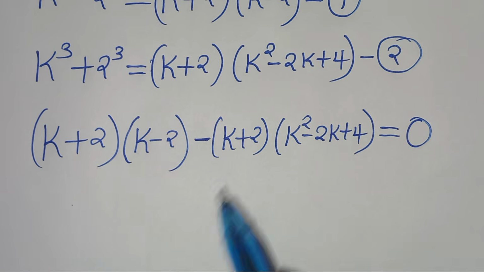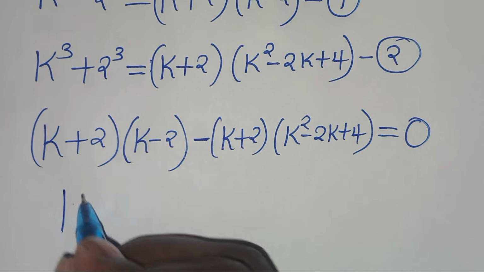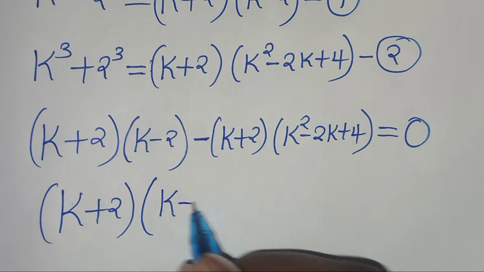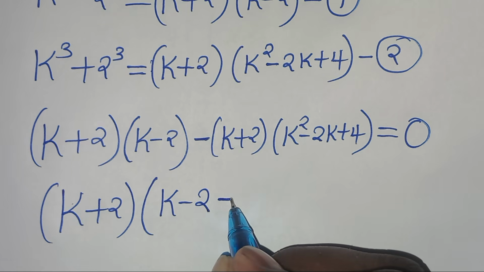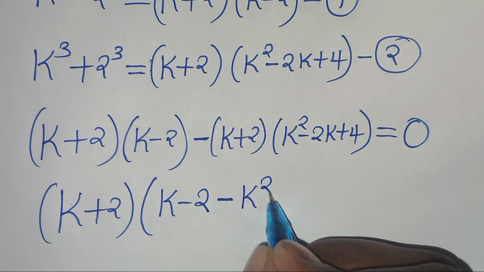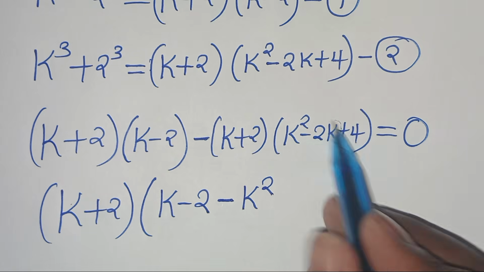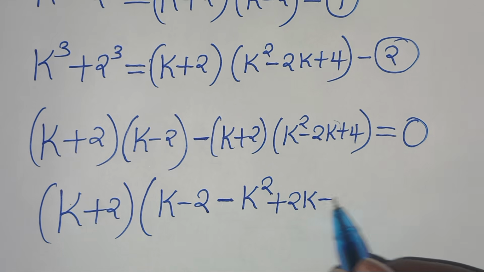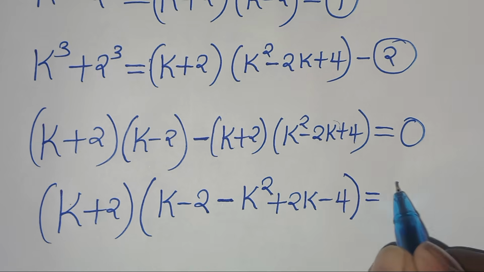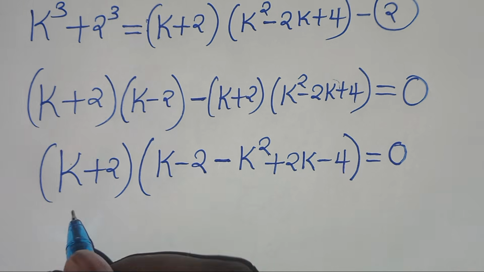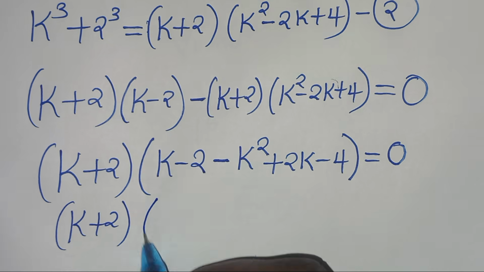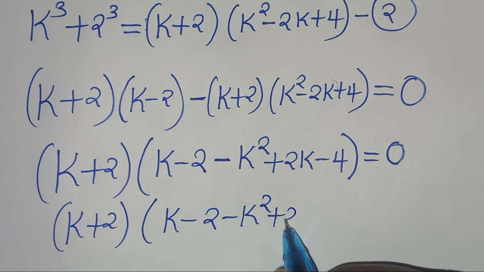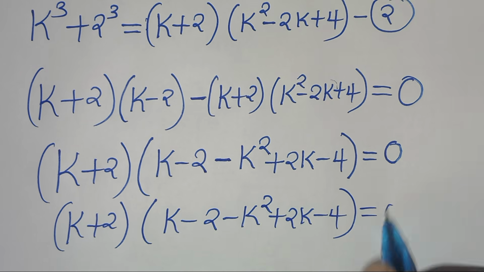Now the next step is that k plus 2 is common here, so we can factor out k plus 2 into the parentheses. This is k minus 2, then subtract k squared, then we have minus times minus 2k. This is plus 2k, then minus times plus 4. This is minus 4, close the parentheses. This is equal to 0. So this is k plus 2. Here we have k minus 2 minus k squared plus 2k minus 4, equal to 0.